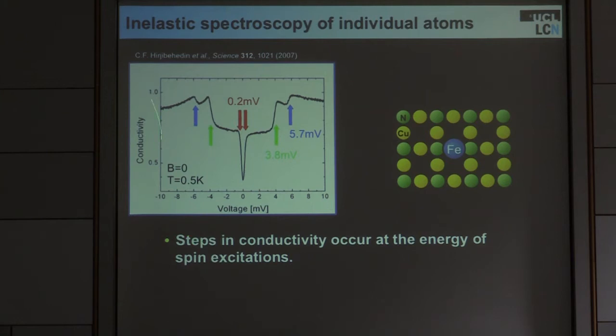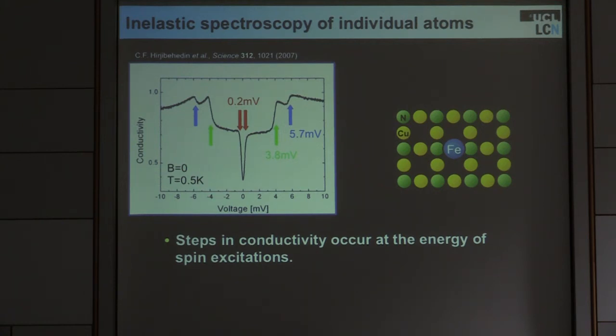Essentially what we measure is dI/dV as a function of voltage, and the first thing I want you to keep in mind is that the voltage scale here is relatively small. This is plus or minus 10 millivolts, so we're looking at relatively low energy excitations. These measurements were done at the IBM group in San Jose. This was done at about 0.5 Kelvin and in the absence of a magnetic field.